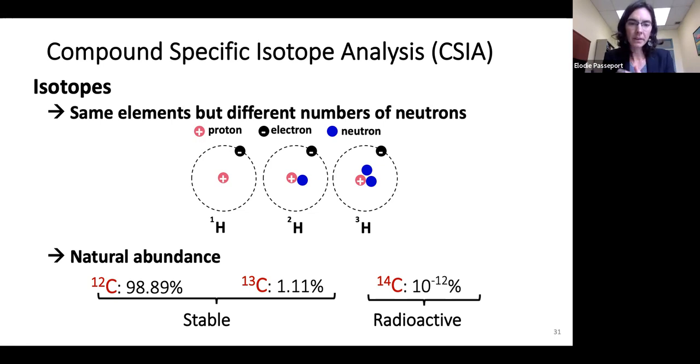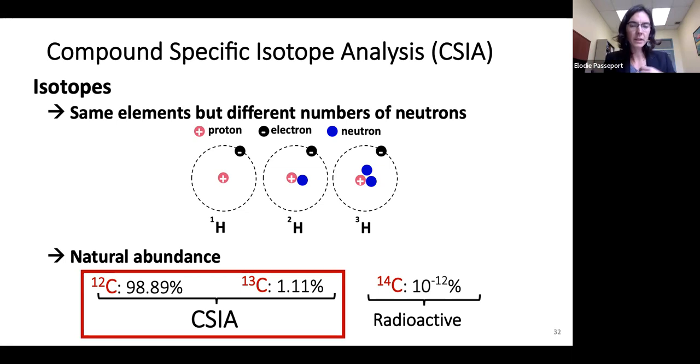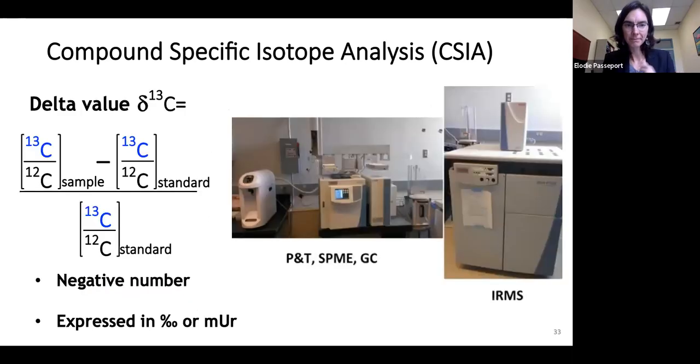So in CSIA, we rely on the natural abundance of a light, for example carbon-12, and heavy, stable isotope. And I just want to insist one more time, this is based on natural abundance. In other words, in any of the data I'll show you, we are not working with 13C-labeled or otherwise labeled compounds.